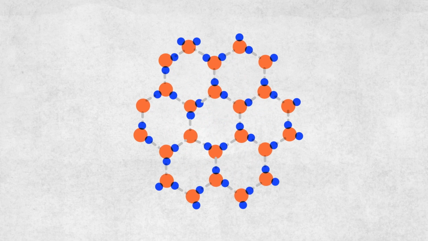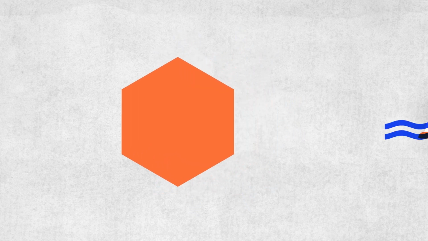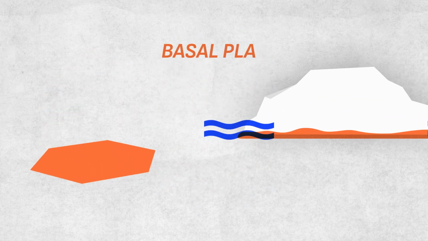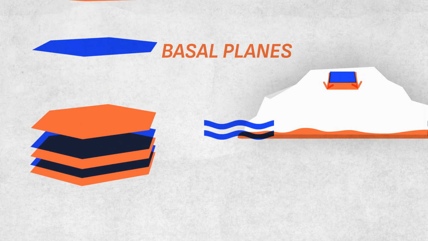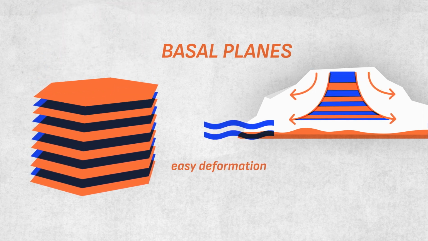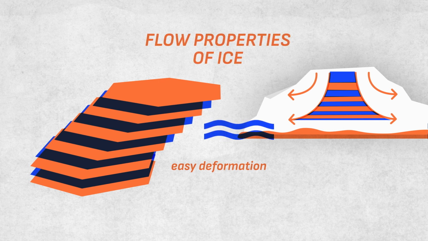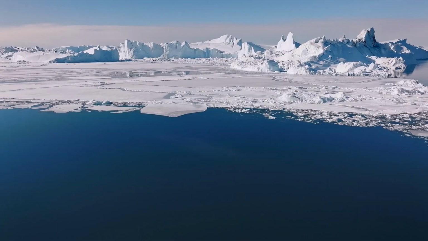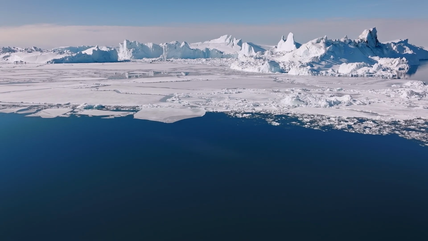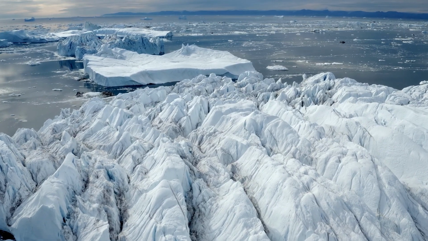Because of the arrangement of water molecules in the ice crystal structure, its deformation is easier along basal planes, like for a deck of cards. Determining the orientation of ice crystals is important for glaciologists to understand the flow properties of ice on a large scale. This is necessary to make accurate predictions about the ice sheet's evolution and sea level rise in response to a warming climate.